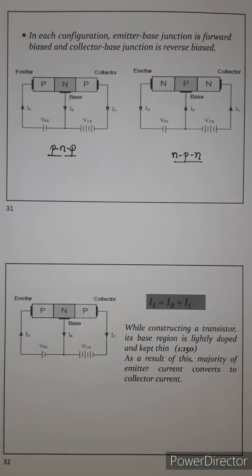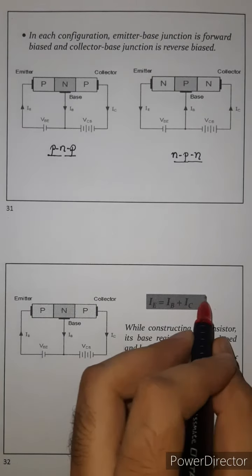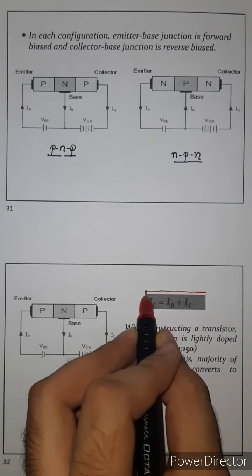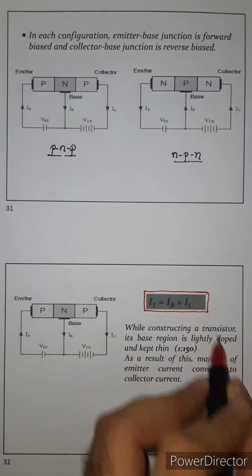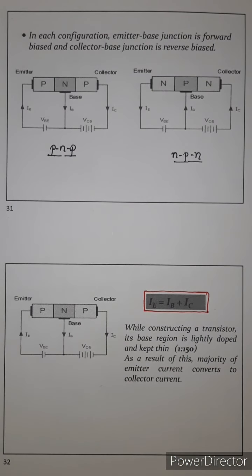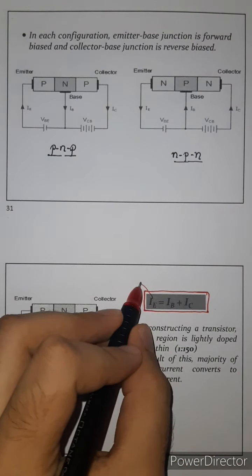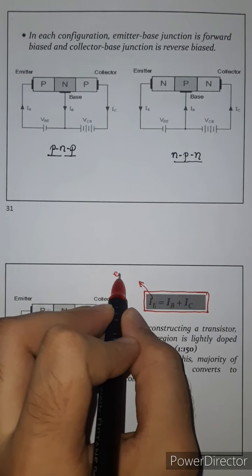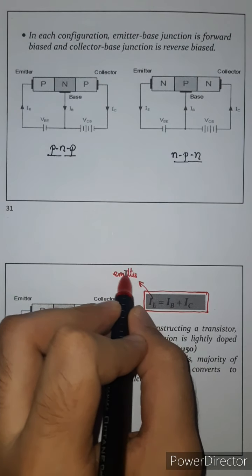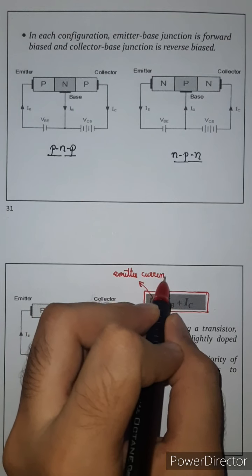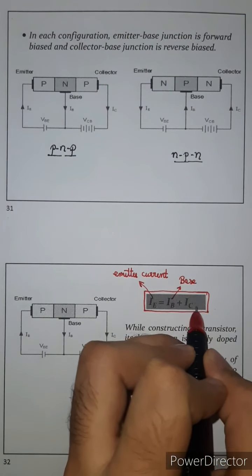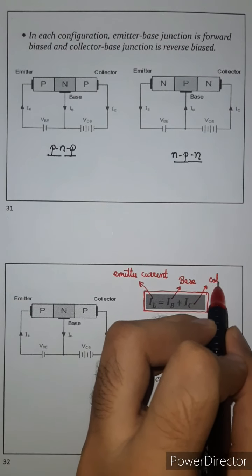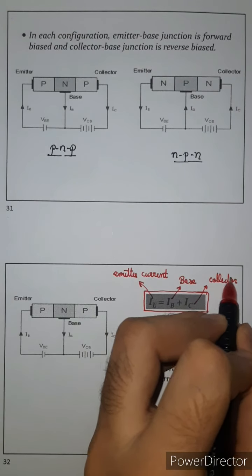Now the most important equation which represents the flow of current in case of semiconductors is the equation which states that the emitter current IE is the sum of base and collector current. So here IE represents emitter current, IB represents base current, and IC represents collector current.